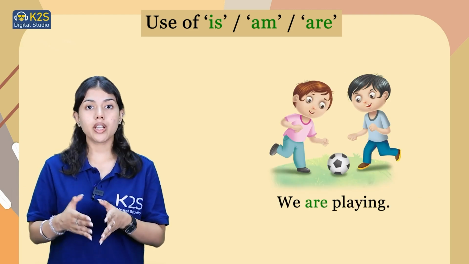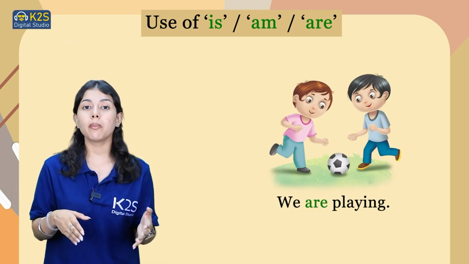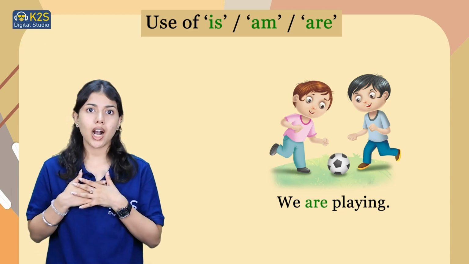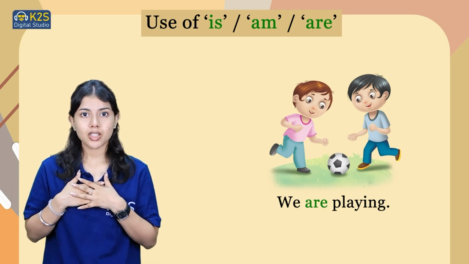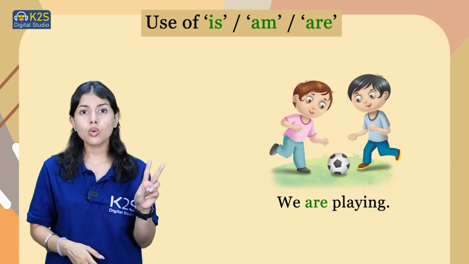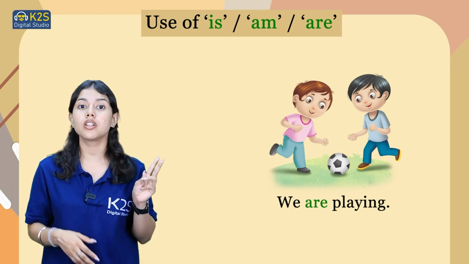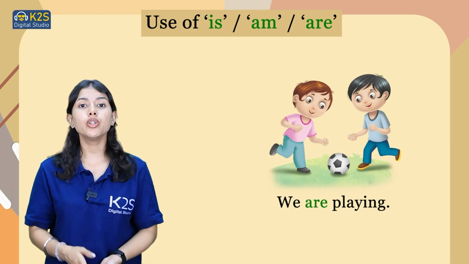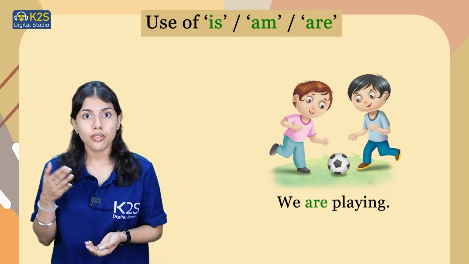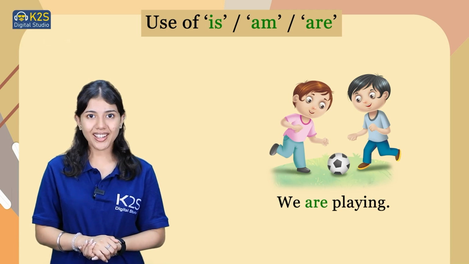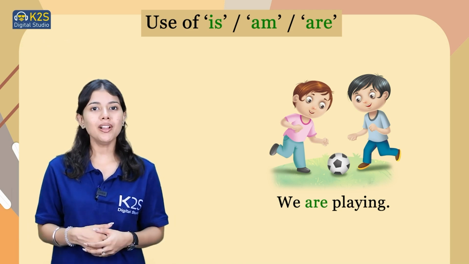In the next picture, you can see that there are two boys which are playing football. So they are telling us that we are playing. So you can see that there are two boys. There are more than one thing or one person in the frame. So we are going to use the word are. We are playing. Okay? Now the last example.